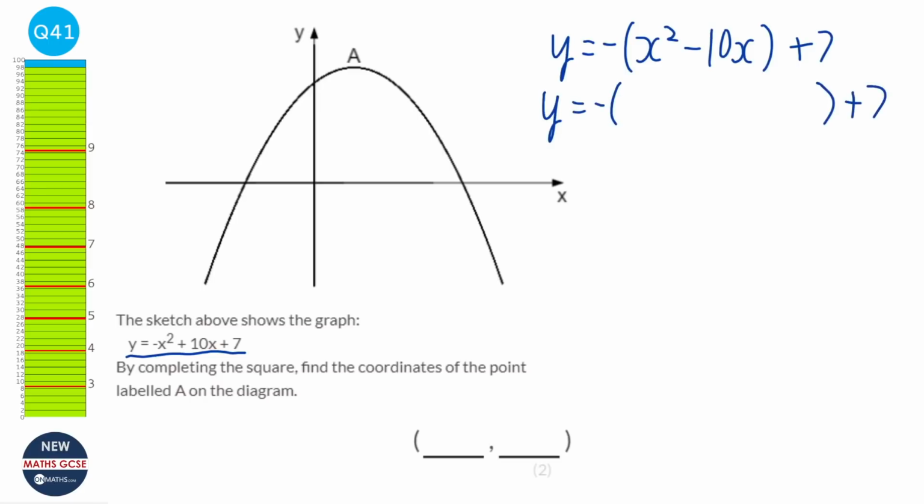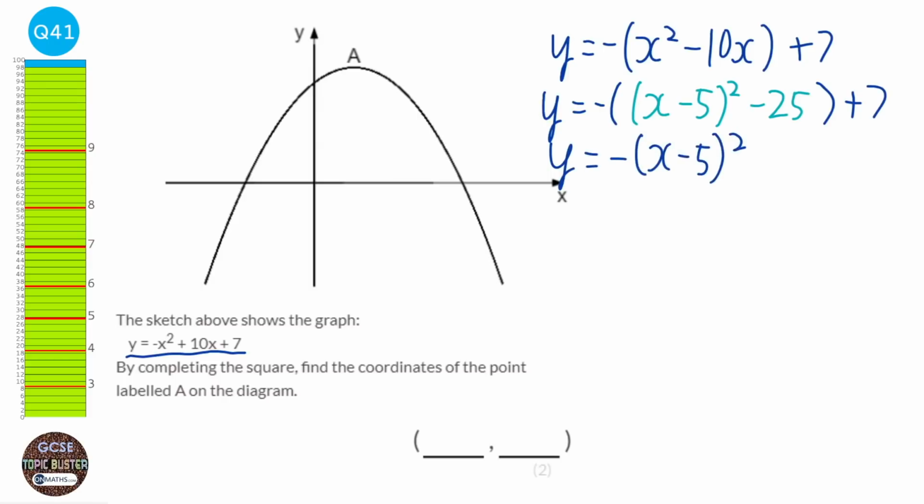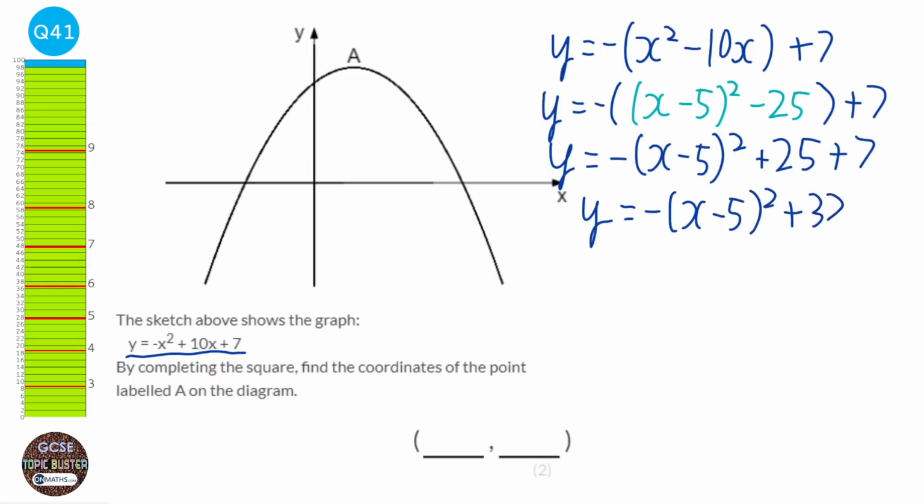So the way we complete the square is you do a bracket, and you have x, and then you halve what the coefficient of the x is, so that'd be minus 5, and then square it. Now if you expand that, you get x squared, brilliant, minus 10x, fantastic, plus 25, right, we need to get rid of that 25. And so I'm going to now expand the bracket with the minus on. So we've got minus x minus 5 squared plus 25 plus 7. And then we're just going to add the 25 and the 7, and you should get 32.